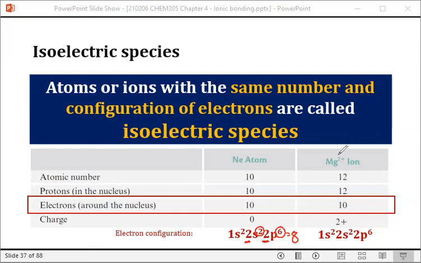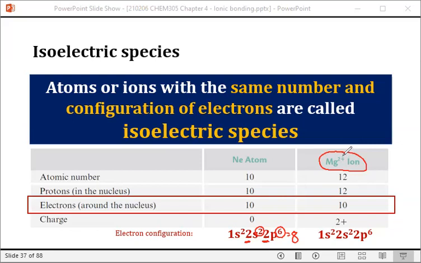Now, if we check out the magnesium 2+ ion, we'll see that the magnesium 2+ ion is isoelectronic with neon. And that means it has the same number of electrons and it has the same electron configuration. The atomic number of magnesium is 12, which means it has 12 protons in the nucleus. And if we're talking about Mg2+, that means that magnesium lost 2 electrons.